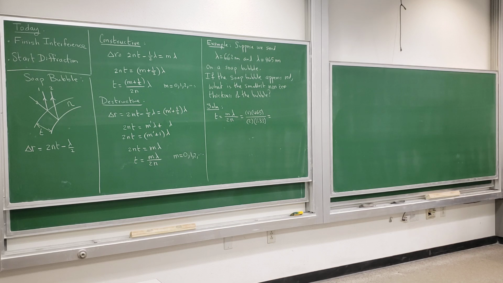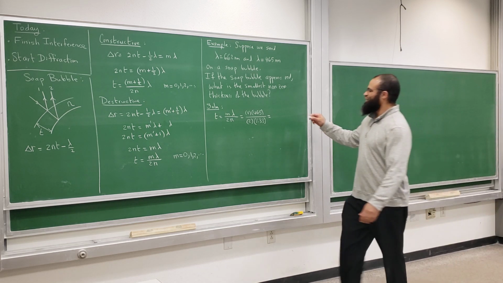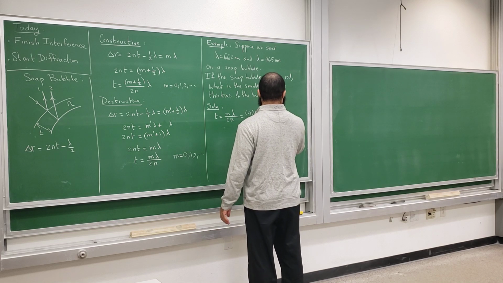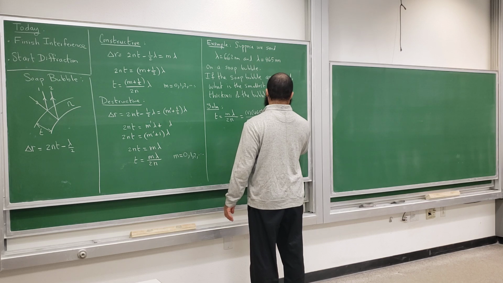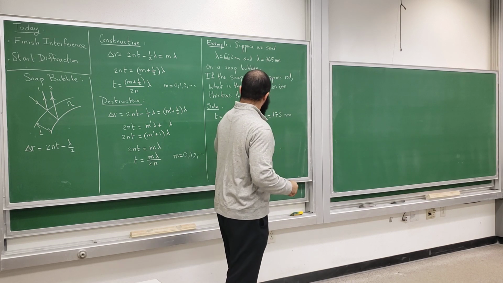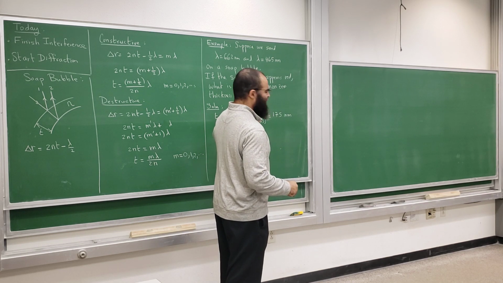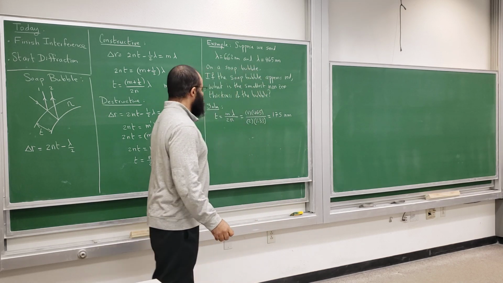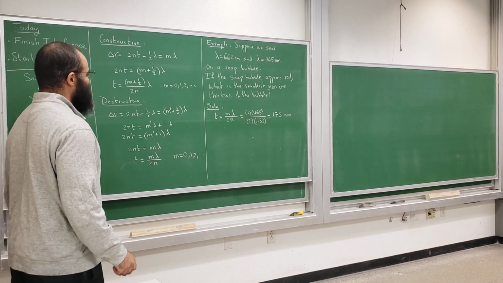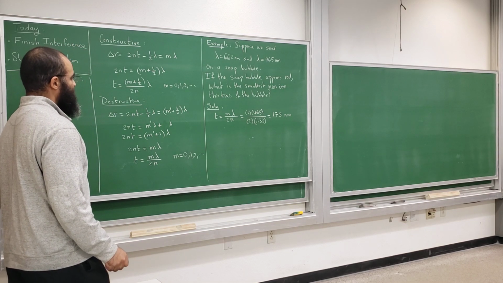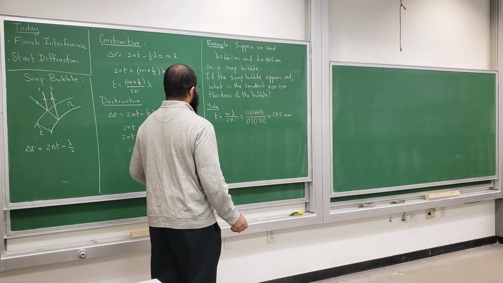What do you got? 175 nanometers. 175? Yes. It's going to be about 175, or maybe exactly 175, I'm not sure. I guess it's divisible by 3, yeah. So, yeah, works out. Okay. Let's go to the next.